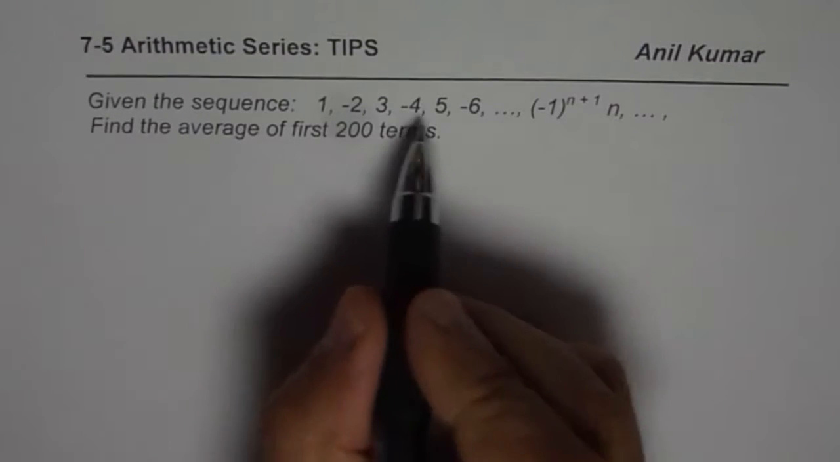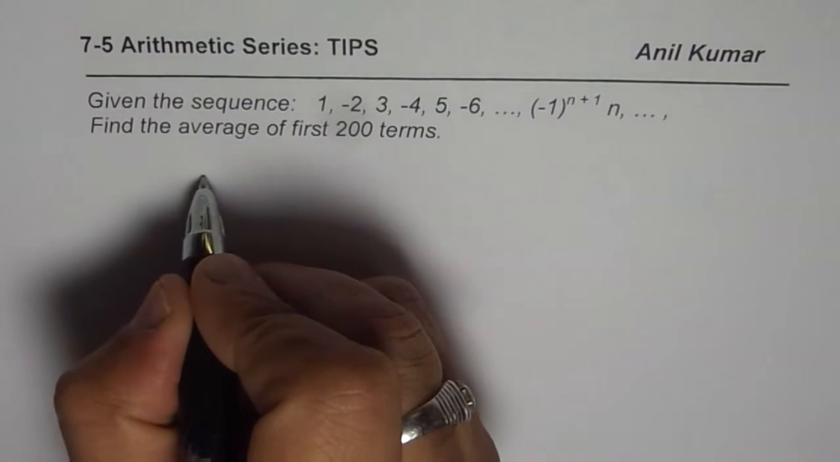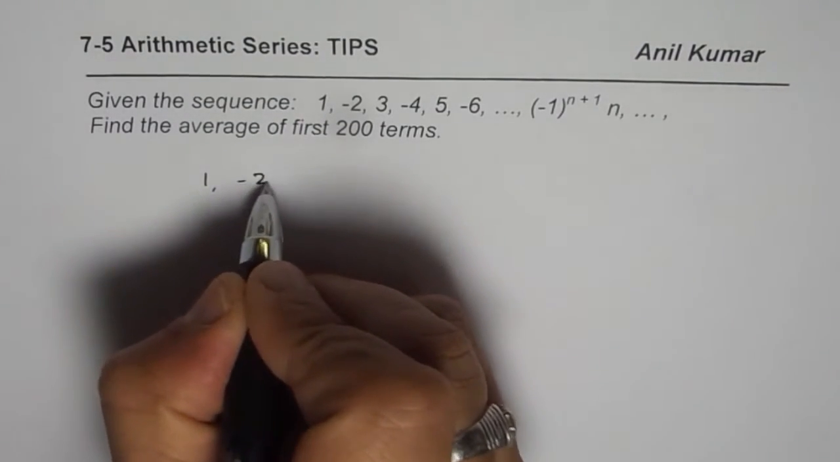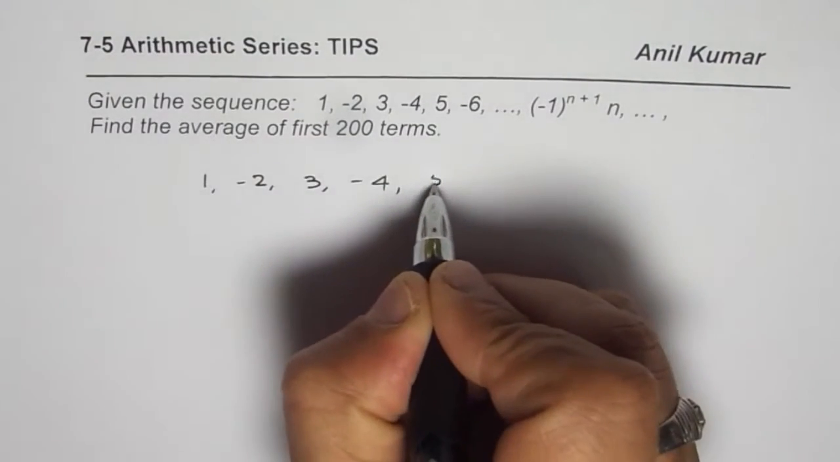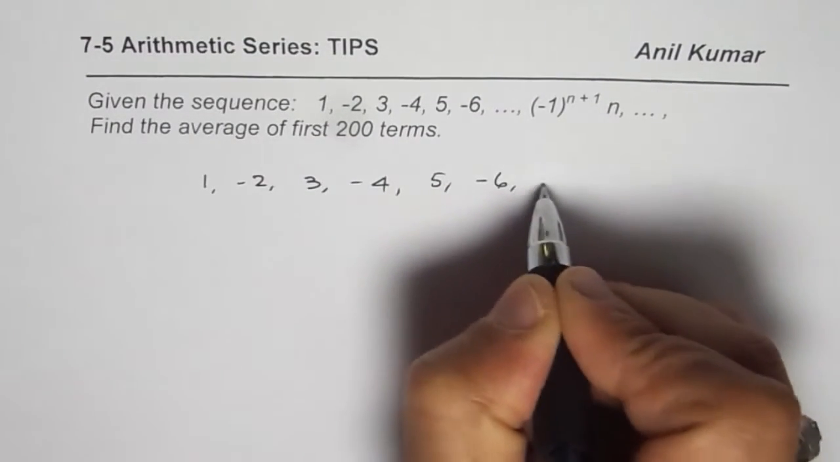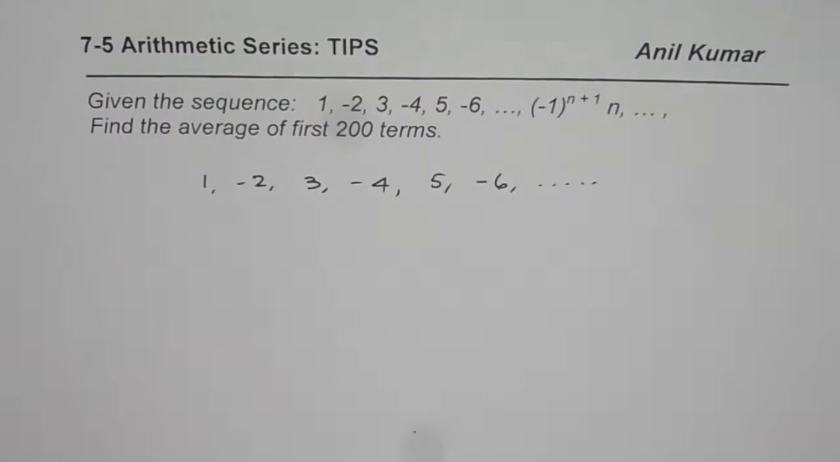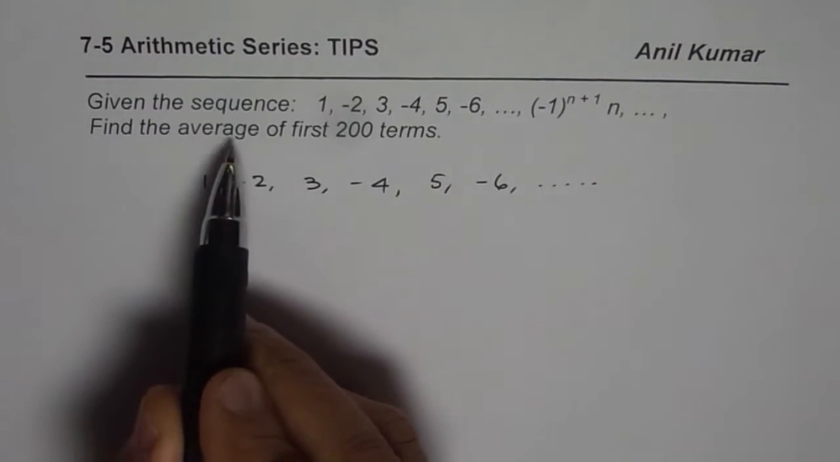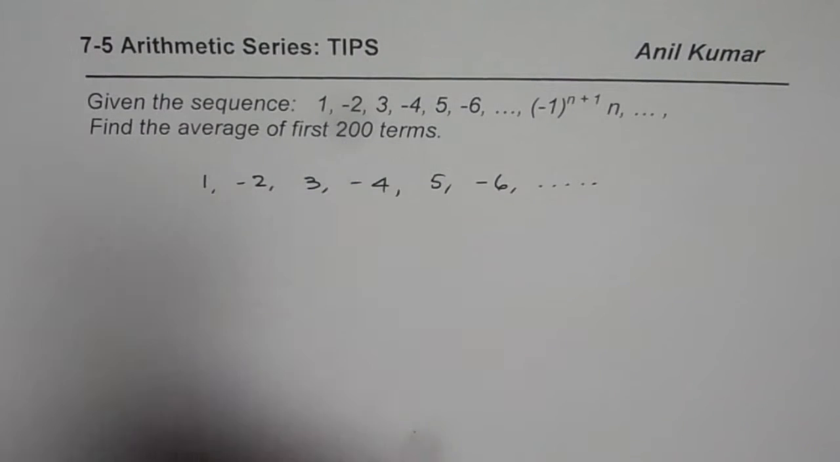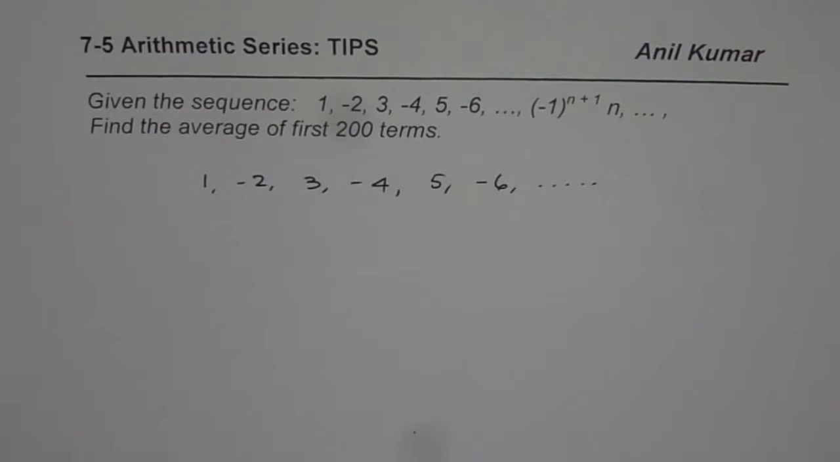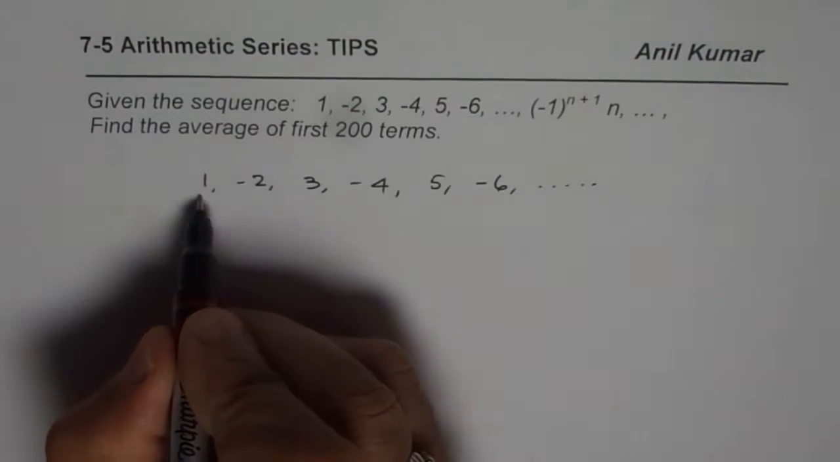Now let us write down this list once again. So 1, next term is minus 2, then we have 3, minus 4, 5, minus 6, and so on, right? We need to find the average of the first 200 terms. That is what we need to find. So how are you going to do it? Well, one way to do it is to look at two terms at one time.